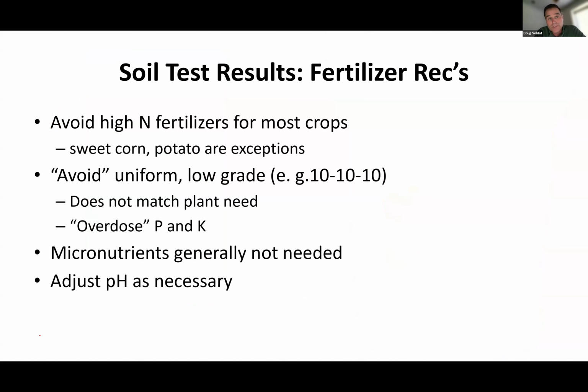Soil test results will also tell you how much fertilizer to add with specific amounts. The nitrogen fertilization is based on the type of crop you're growing and not necessarily anything on the soil test report. Generally, you want to avoid these kind of 10-10-10 or low-grade non-specific fertilizers because it doesn't match the plant need, and you may end up overdosing in phosphorus and potassium. Generally, we don't see a lot of need for micronutrients, and if you do see a need for micronutrients, it's likely because your pH is out of whack. So we recommend adjusting your pH to get it in the right range, and then applying the correct amount of phosphorus and potassium based on your soil test report.